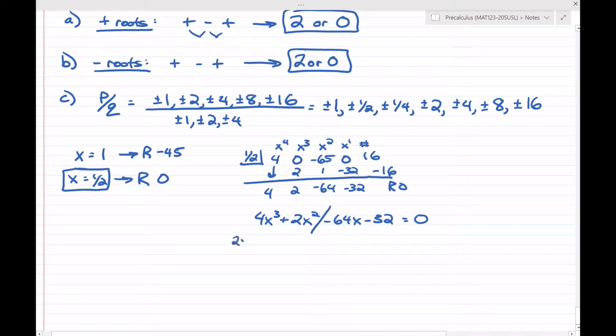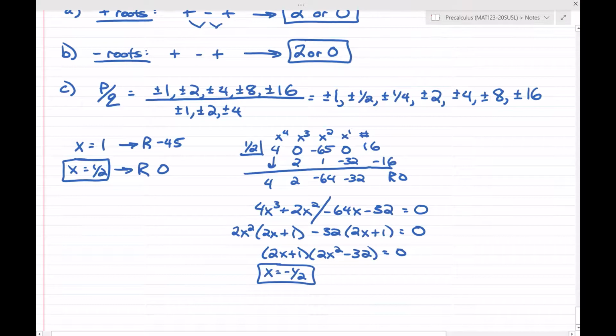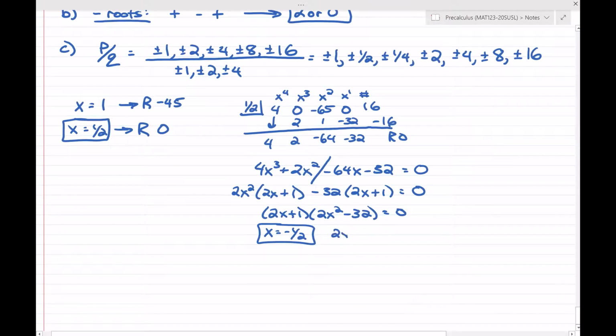We could take out a 2x squared. We're left with 2x plus 1. Take out a negative 32. We're left with 2x plus 1. And we'll get 2x plus 1 times 2x squared minus 32. Setting these equal to 0, you'll get x is negative 1/2. So at this point we have one positive and one negative root. And then we get 2x squared minus 32 equals 0.